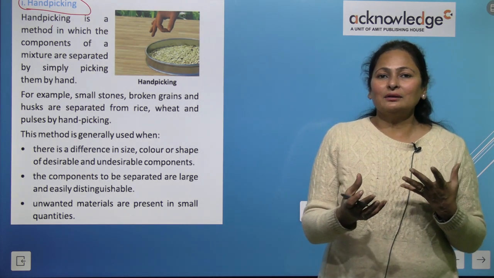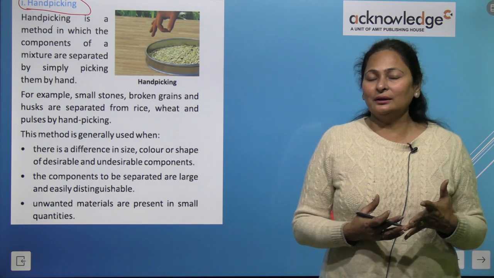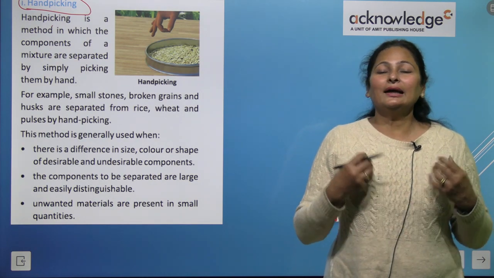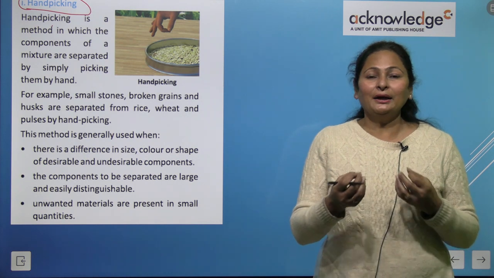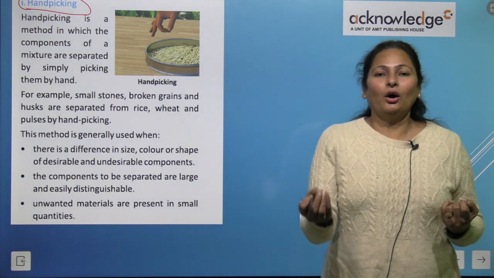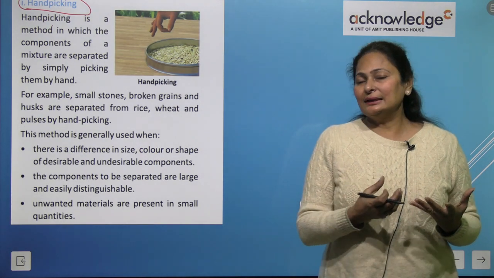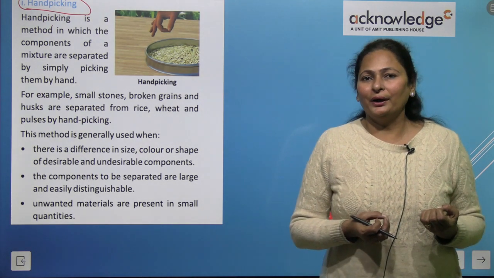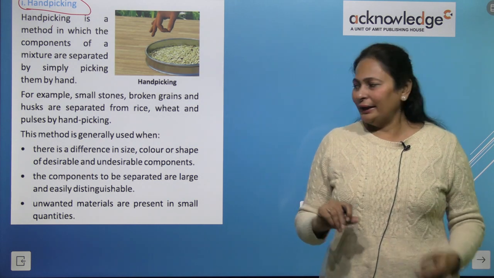Rice is mixed with sugar. Both are white in color. Can you identify it? It will take so much time, right? But if stones are there in the pulses, in the grains, in the cereals, you can easily identify it and pick it, right?